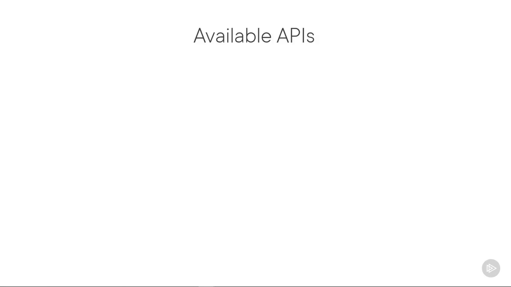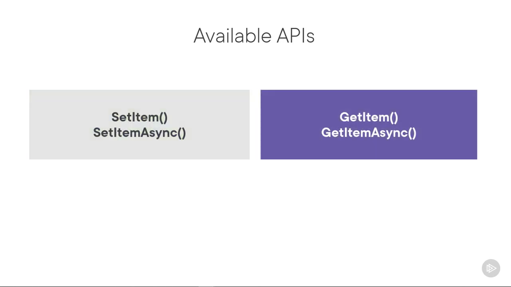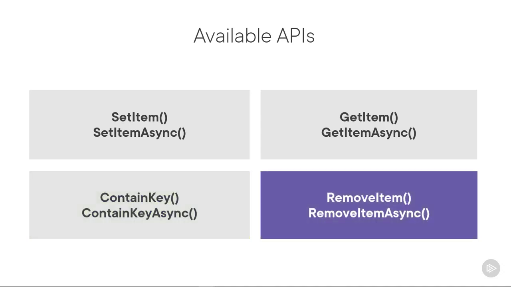To work with local storage, there are some APIs built in. SetItem and the async version SetItemAsync allow us to store a value in local storage. A key will be assigned to later on be able to retrieve it. Getting the value based on the key is done using GetItem and GetItemAsync. There's also a way to check for the presence of a key. For that we use ContainKey and ContainKeyAsync. And removing an item is possible using, surprise surprise, RemoveItem and RemoveItemAsync.